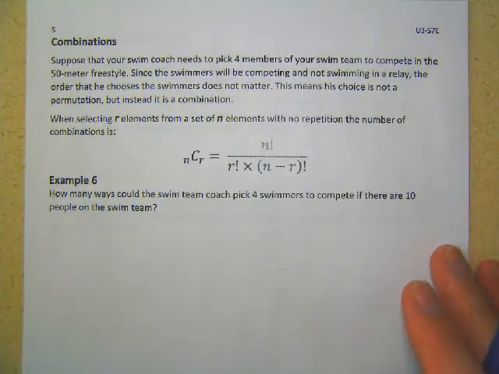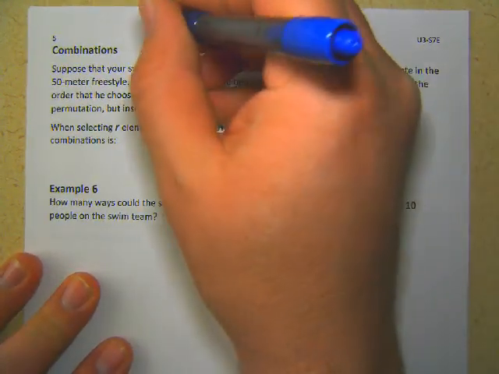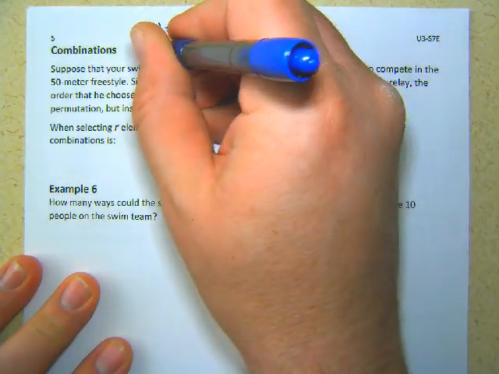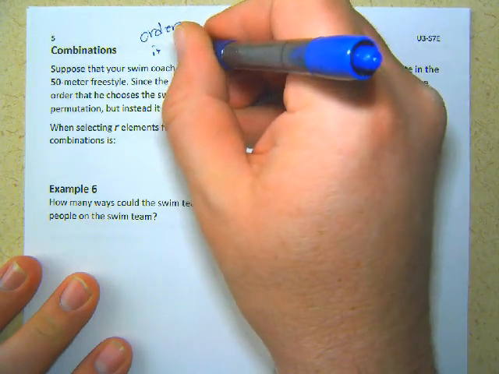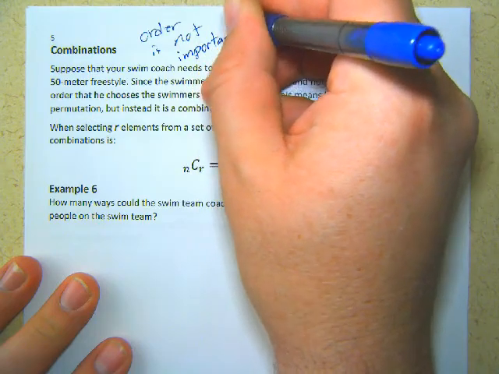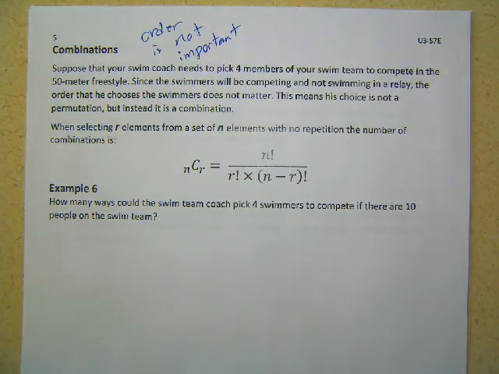All right, the last topic I want to show you is combinations. The big difference between combinations and permutations is that now order is not important. We don't care about the number of orders, we care about the number of groups. Suppose your coach needs to pick 4 members for your swim team to compete in a 50-meter freestyle. Since the swimmers are competing and they're not swimming in a relay, the order he chooses doesn't matter. He's just saying, hey, I'm going to pick 4 guys, you go swim in that 50-meter relay because they need 4 people for that. He doesn't care which lane they get into. He doesn't care about any of that. He just wants them to go swim. And so the order doesn't matter.